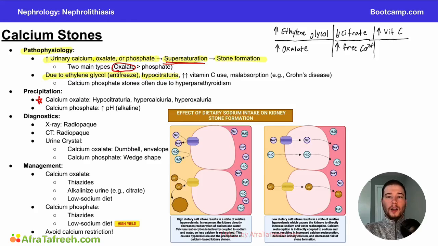And so that is to say that low citrate levels increase the amount of free calcium available to bind and form stones. Another really important one they like you to know is increased levels or excessively increased levels of vitamin C. And the reason for that is that vitamin C actually increases our overall oxalate levels in the body due to the metabolic process.